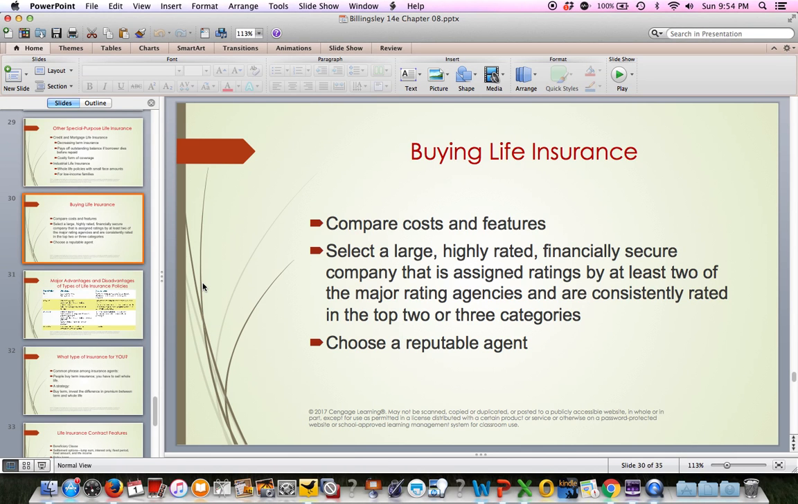So when it comes to buying life insurance, shop around, 100% shop around. Insurance is really treated like a commodity anymore. There's hundreds of very viable and reputable insurance companies that are available to issue you a policy. Select a large, highly rated, financially secure company, and then choose a reputable agent.